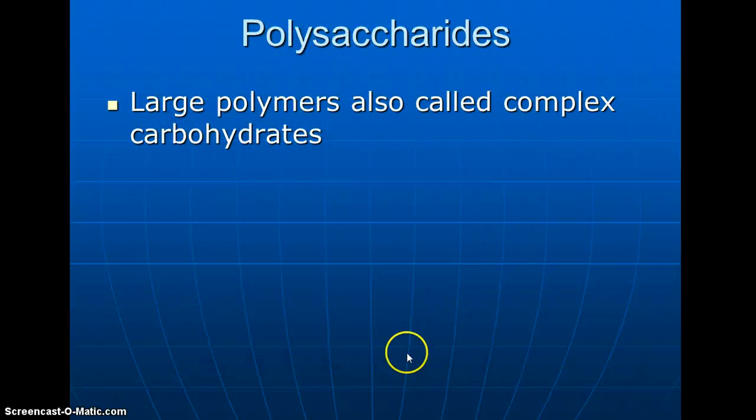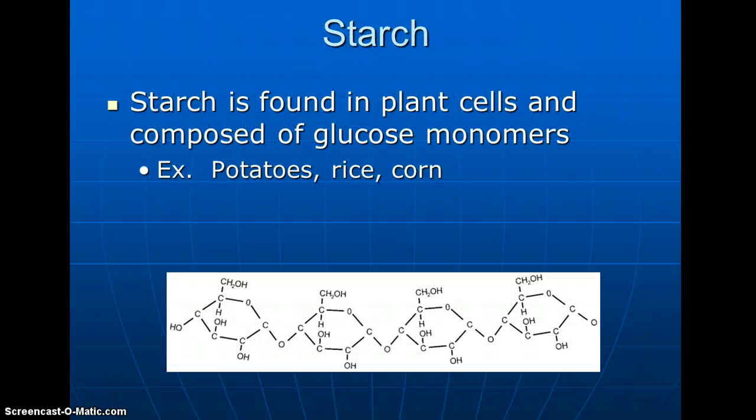Last of the carbohydrates are the polysaccharides. If we look at the prefix poly, that means many, and saccharide, sugar. So these are your complex carbohydrates. These are your largest carbohydrates, or large polymers. We're going to combine multiple units of glucose, fructose, or galactose. Normally it's glucose, in order to create these molecules. We have three main examples.